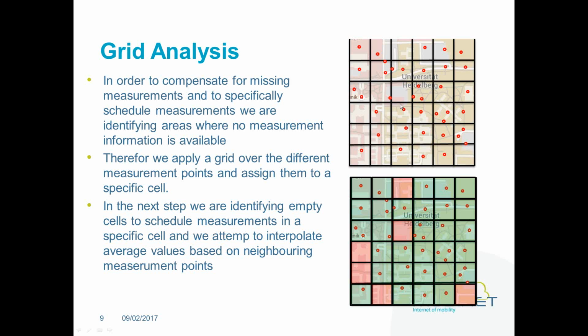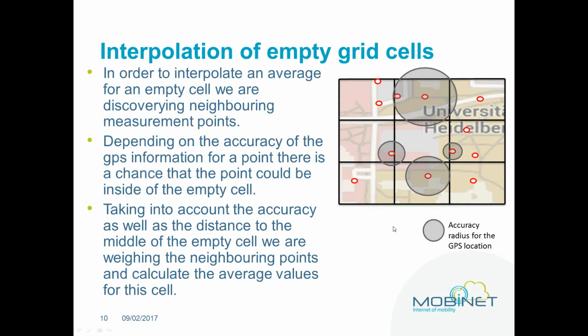In order to compensate for the missing data, as you can see here in this graphic, we assign our measurements to the tiles, and then we sometimes have empty spaces. In order to compensate for that, we are using an interpolation method, which is location-based, and we're taking the accuracy of the measurement, so of the GPS location of that measurement, into account, in order also to give a certainty level on how good our assumptions are.